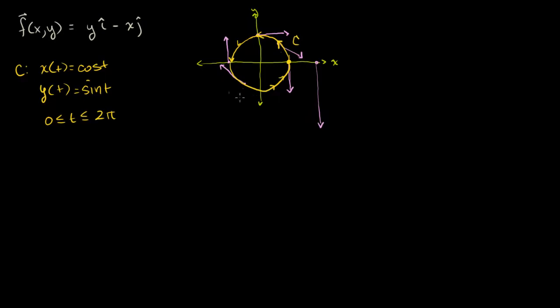So what is the work done by this field on this curve? So the work, we learned in the previous video, is equal to the line integral over this contour of our vector field dotted with the differential of our movement, dr.